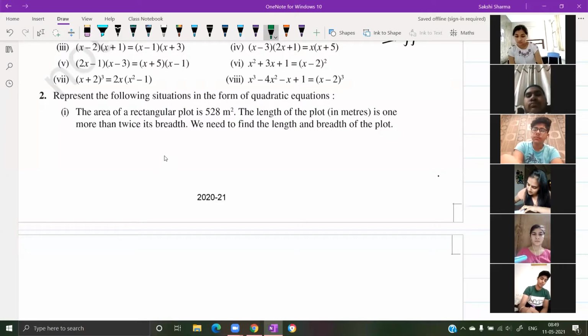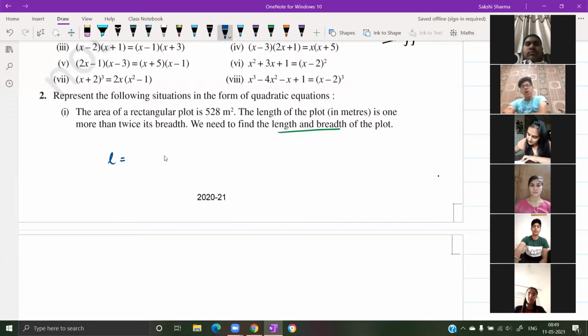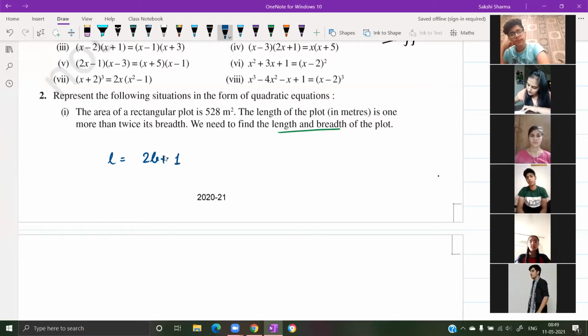Missing values. The area of the plot is 528 meters square. The length of the plot is 1 more than twice its breadth. We need to find the length and the breadth of the plot. Out of the 2 missing values, which one will you assume? The length equals twice breadth plus 1. So you may take one of these as x.